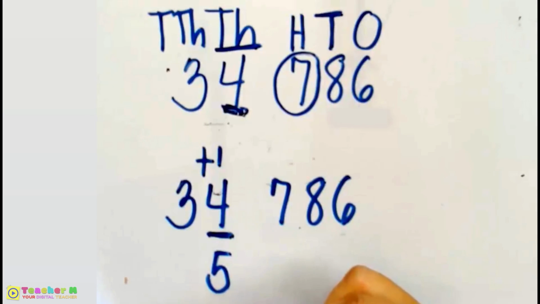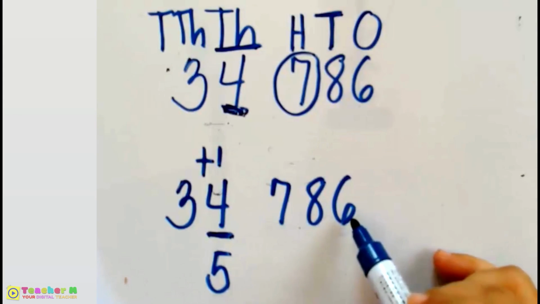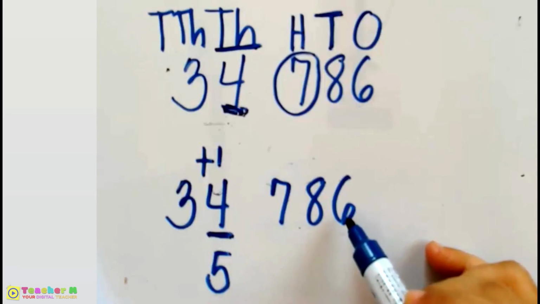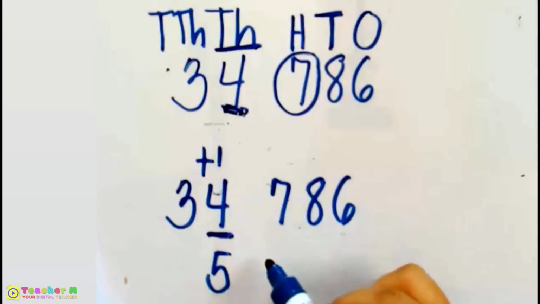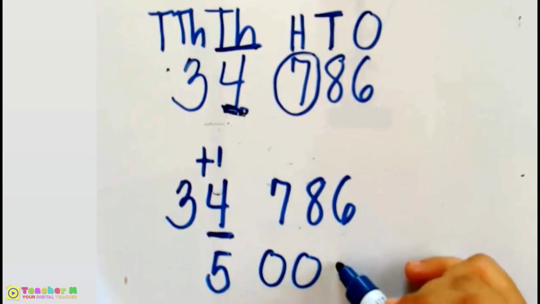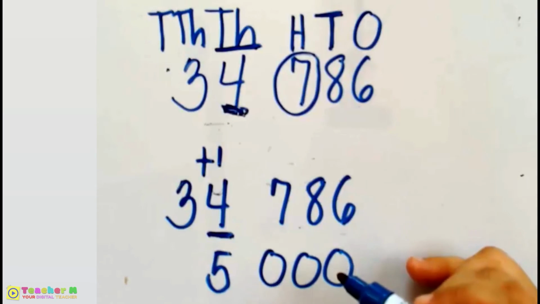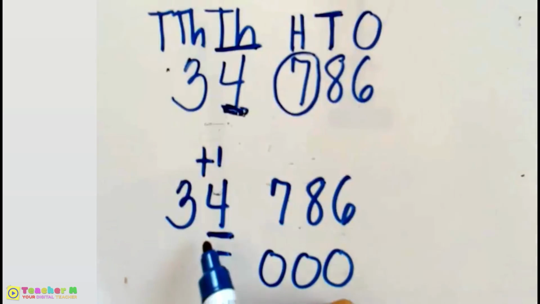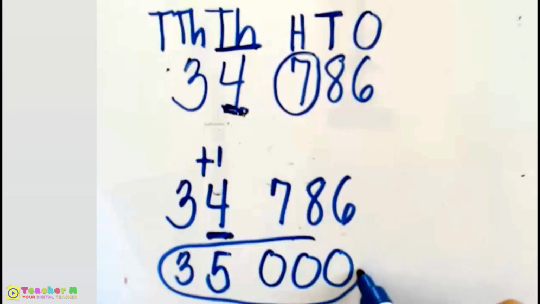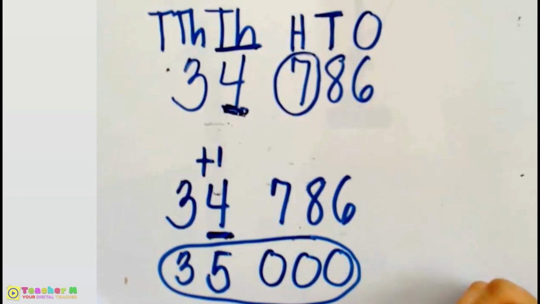And then the next step is to change all the digits to the right of the digit we're rounding into 0. Since there are 3 digits here, which are 7, 8, and 6, we will change all these digits into 0. 7 will become 0, 8 will become 0, and 6 will become 0. And then, we're going to copy the digit at the left side of 4 here. So we will copy 3, because there is only 1 digit here, which is 3. So our final answer here is 35,000. So if you're going to round off 34,786 into the nearest thousands, the answer is 35,000.